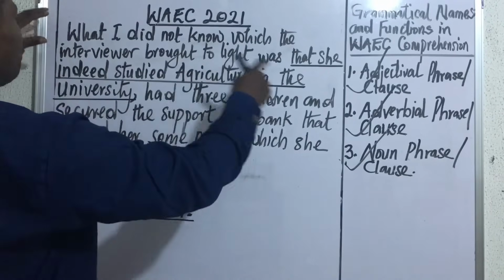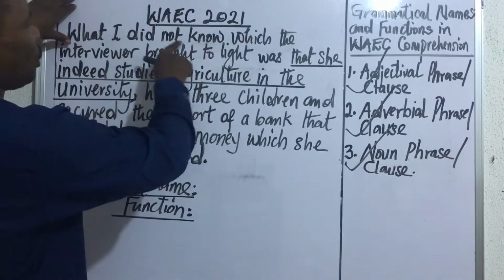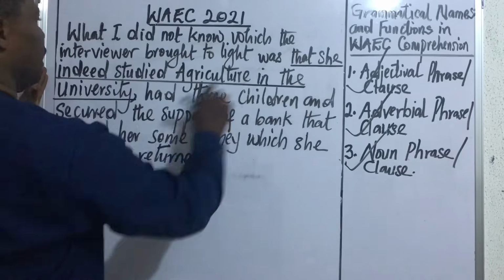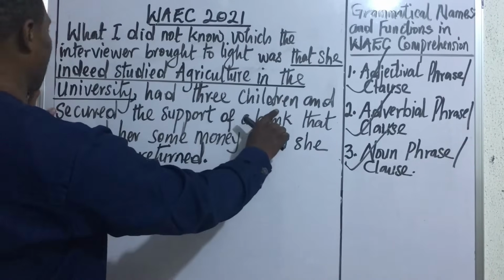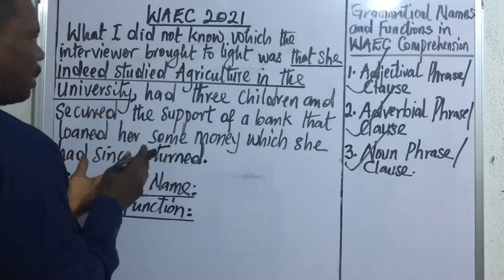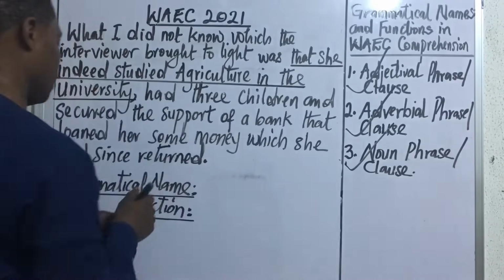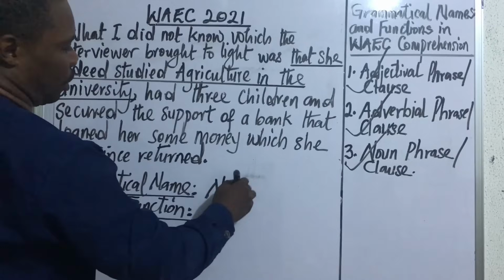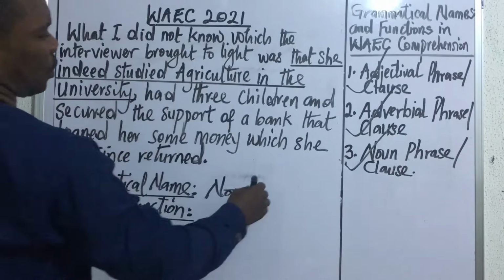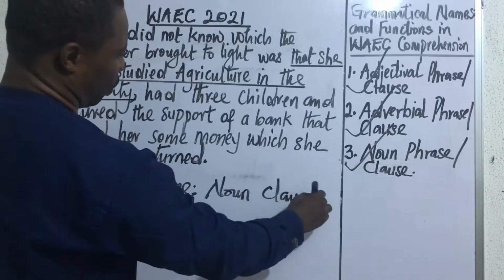Okay? And so when we do that, you're going to have: what I did not know, which the interviewer brought to light, was "it," had 3 children and secured as a result. So if it was "it," then it makes sense to say "it was it." So automatically you say it is what? Noun phrasal clause. "She did study," there is a verb in it, so it is a noun clause.